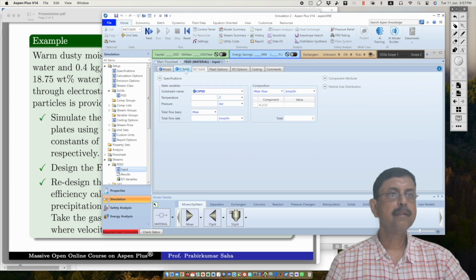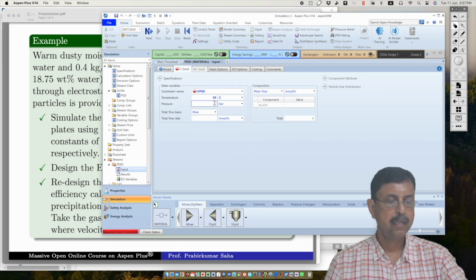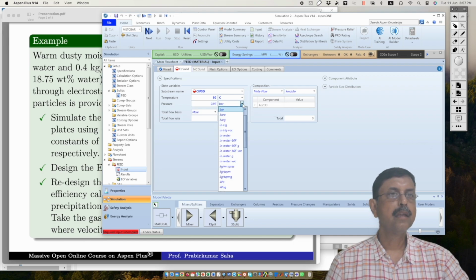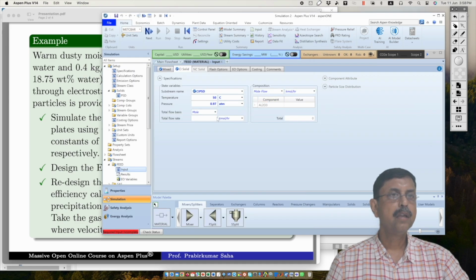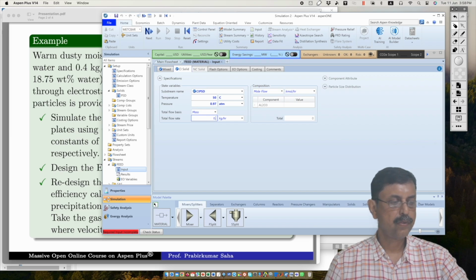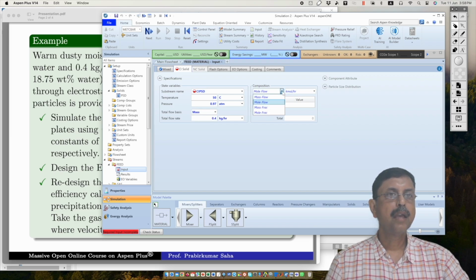Go to solid, there it is 50 and 0.97 atmosphere. It is 0.4 kg with 18.75 weight percent water. So it is mass flow rate of 0.4 kg and mass fraction.